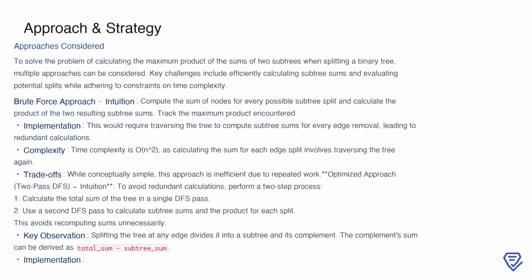The key insight here is that we can avoid redundant calculations by splitting the process into two steps. First, we calculate the total sum of the tree in one depth-first traversal. Then, in a second traversal, we compute the subtree sums and evaluate the product for each possible split. Importantly, the complement of a subtree can be derived as the total sum of the tree minus the sum of the current subtree, eliminating the need for redundant computations. This insight allows us to significantly optimize performance.